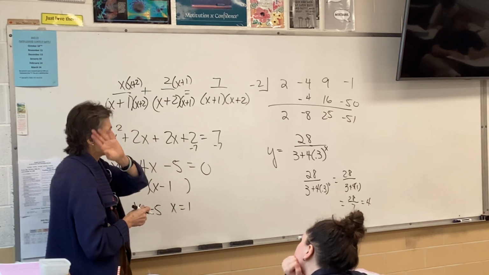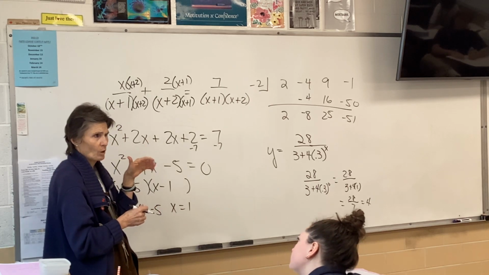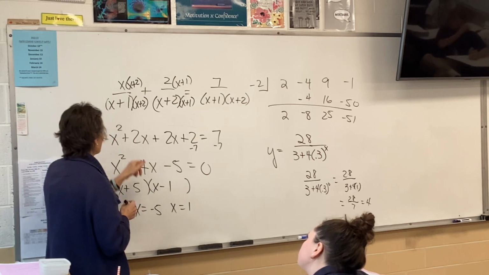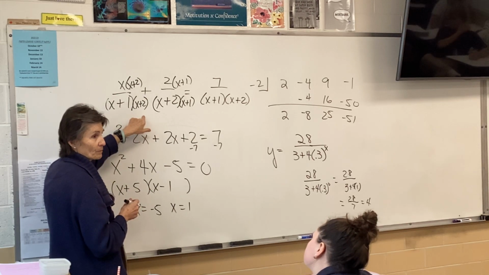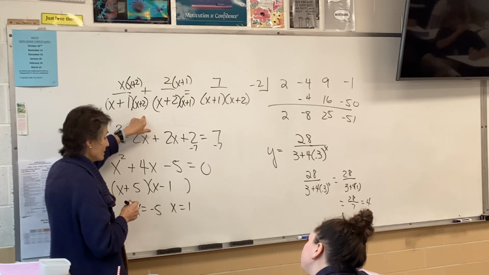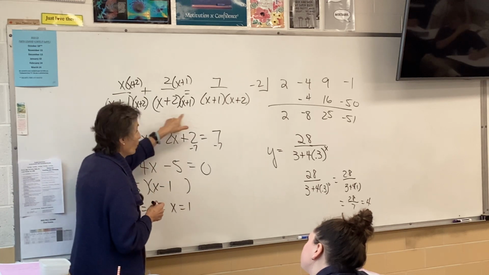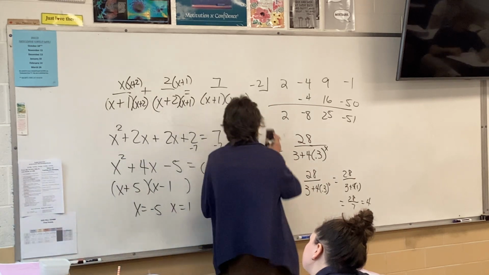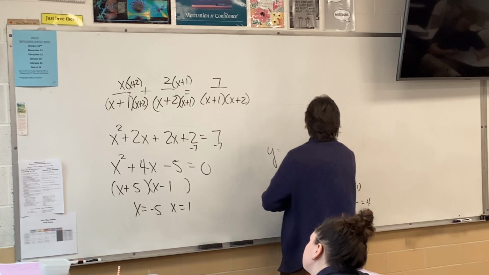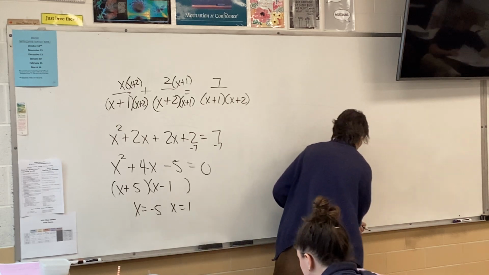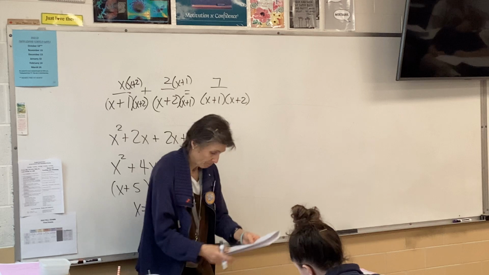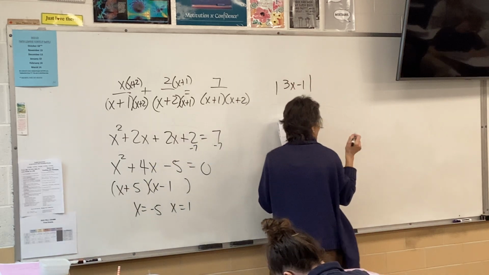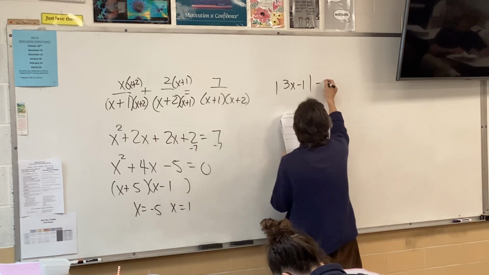Do we sometimes get answers that don't work on this kind of problem? Yes. And when we say they don't work, we mean if we put them back in, we get a 0 down here. Now, is there going to be anything wrong with -5 and 1? No, they're both fine. But sometimes we do get extraneous roots with those things. Okay. Find the solution set. In other words, that's just a fancy way of saying solve.